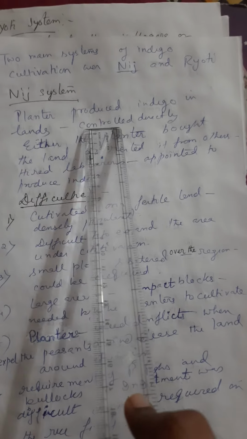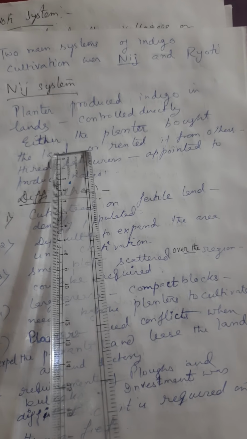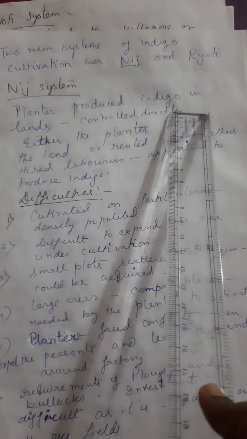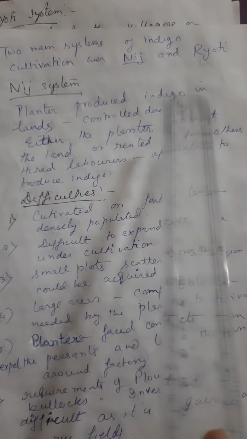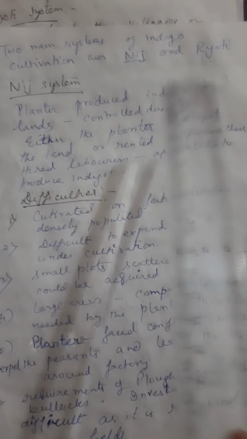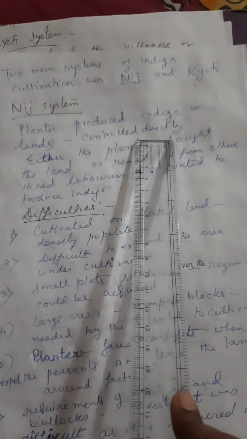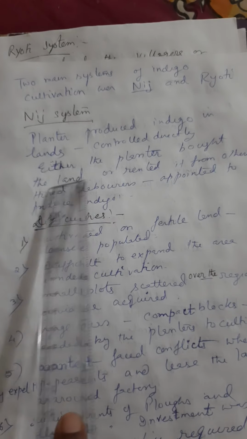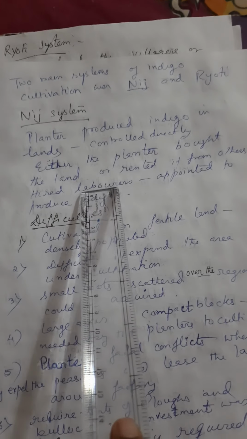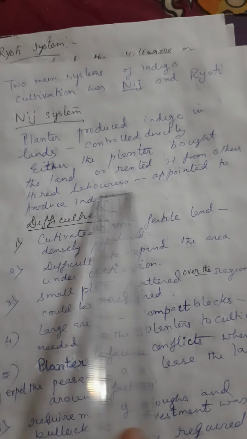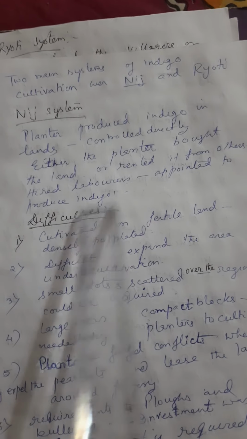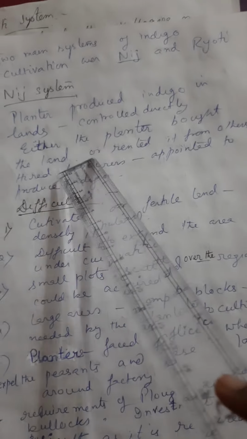Here, the planter produced indigo in lands controlled directly. Either the planter bought the land or rented it from others, and laborers were hired to produce indigo. Now in this nij system, there are some difficulties.